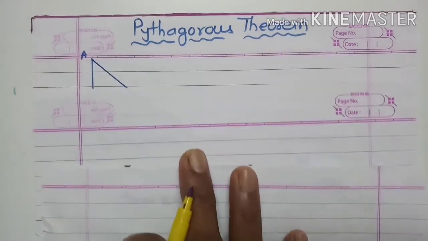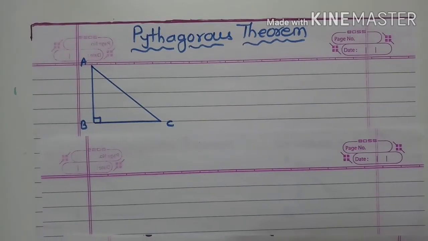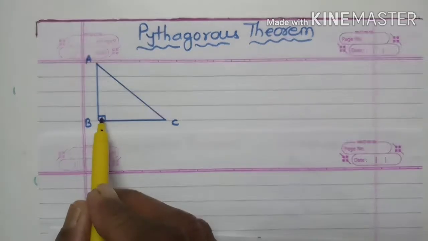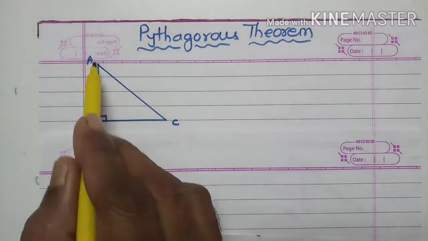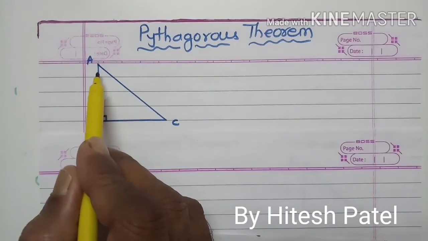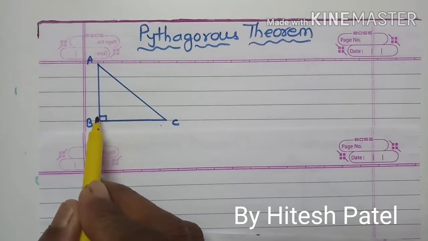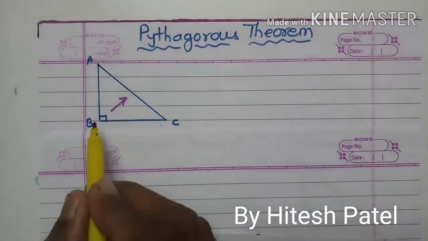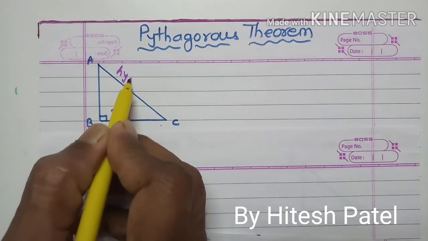Okay, here we have a triangle ABC. In triangle ABC, angle B is 90 degrees, so it's a right angle triangle. Now, the opposite side of angle B is AC, the opposite side of angle C is AB, and the opposite side of angle A is BC. So in this right angle triangle, angle B is 90 degrees, and the opposite side of angle 90 is called the hypotenuse.